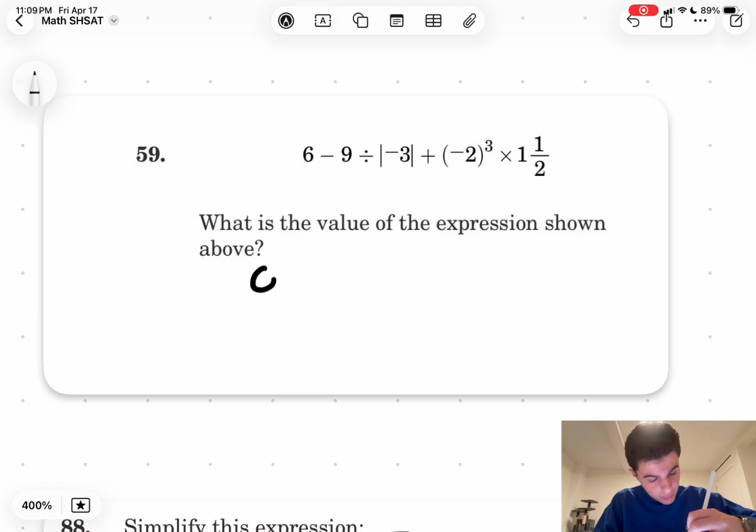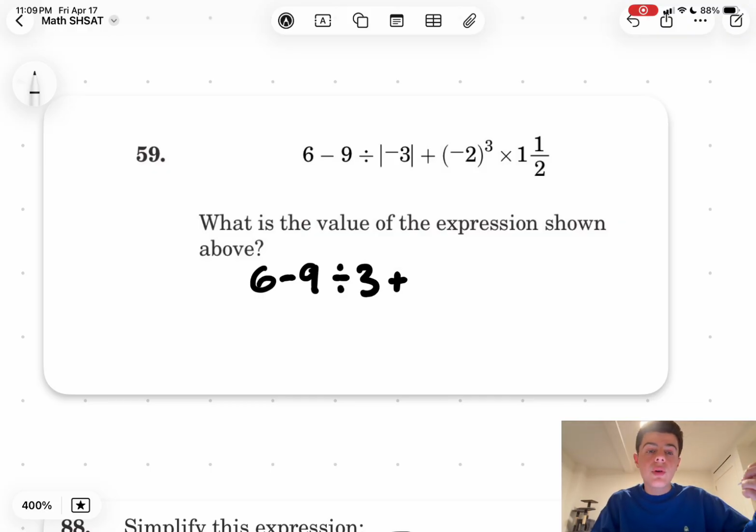So first we can rewrite this as 6 minus 9 divided by absolute value of negative 3 is just 3 plus, right? And now negative 2 cubed is negative 2 times negative 2, which is 4, times negative 2, which is going to be negative 8. So it's actually going to be minus 8 times 1 1/2, which I'd rather convert to its improper form. So that's going to be 3/2.